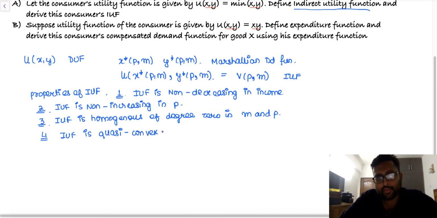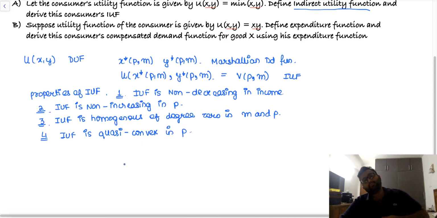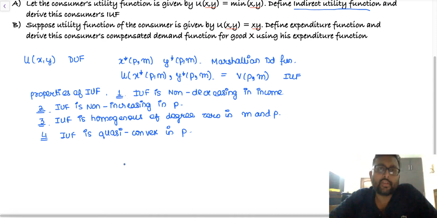Just an additional property: the indirect utility function is quasi-convex in prices. So what do you have? Like convex, right? Like convex in prices. Again, my aim is not to prove these properties mathematically here. I'm just stating these properties.